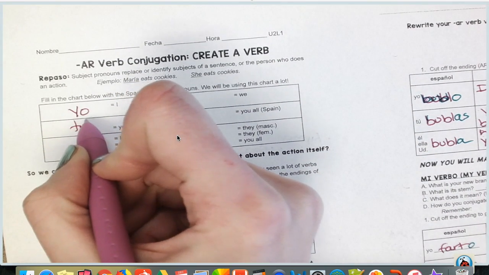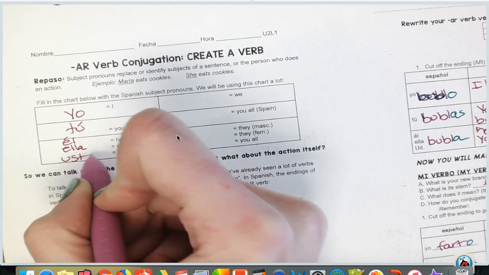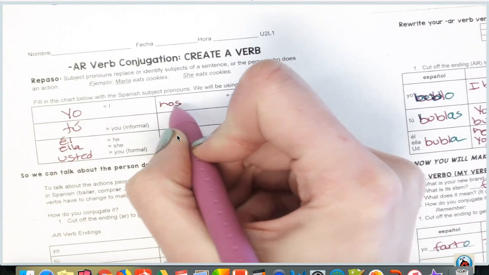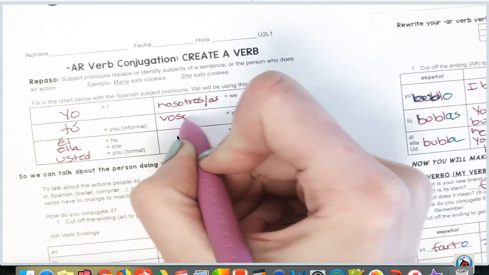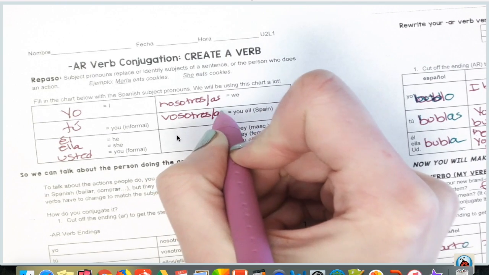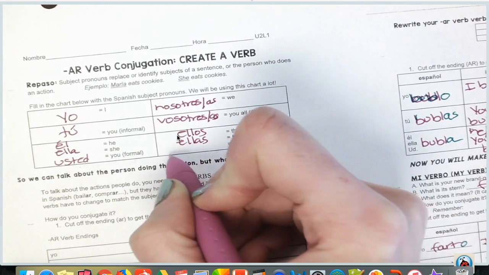And of course we have tú and él and ella and usted and nosotros versus nosotras, vosotros, vosotras, ellos, ellas, and then ustedes.